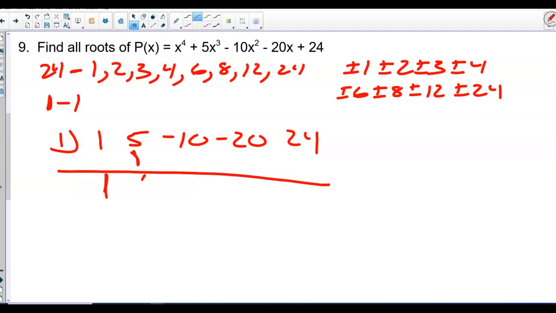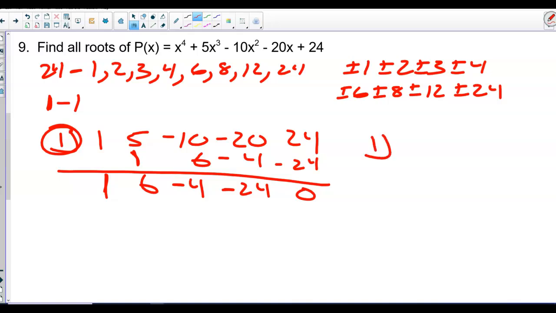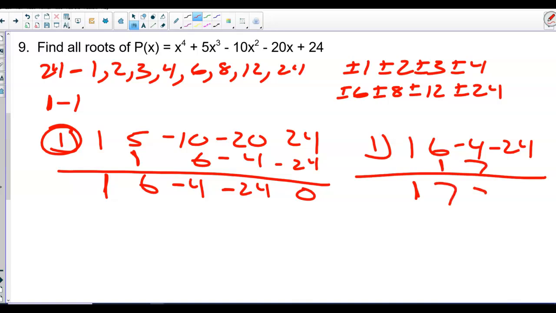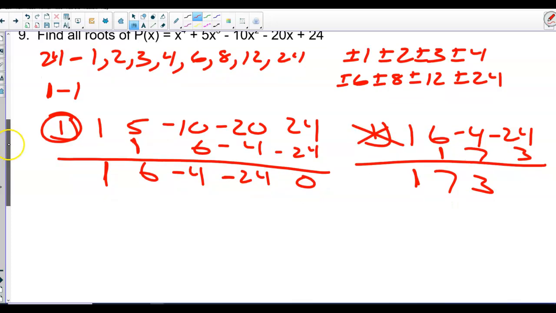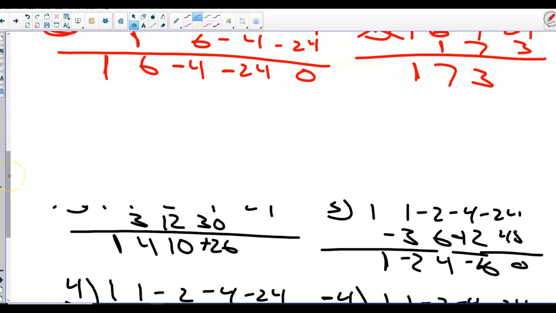Drop the 1, we get 1. That's 6. We get negative 4. Negative 4 and negative 24 is 0. So that means 1 is one of our factors. If 1 works, you do have to try it again. 1, 6, negative 4, and negative 24. Drop the 1, we have 7. Now we have 3. That doesn't work. So 1 doesn't work a second time, just the first time.